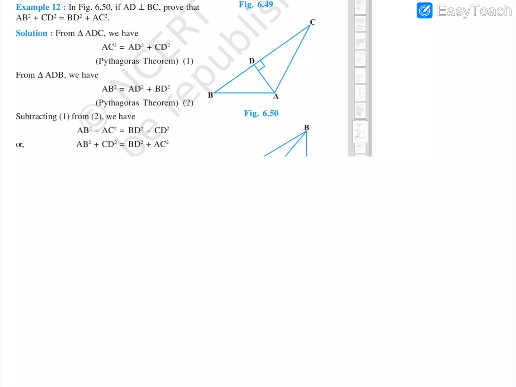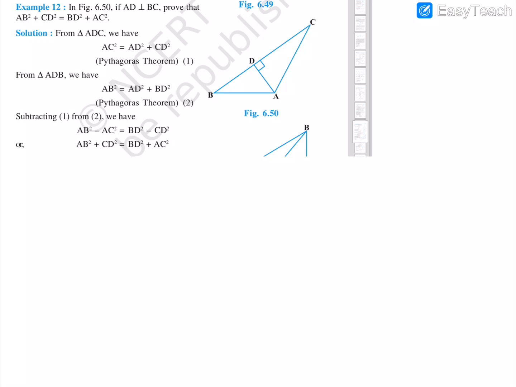So good morning students, now it's time we do exercise 6.5 example sums and exercise sums in this video. So let's see, this is the example number 2 and the question goes like this. In this figure, AD is perpendicular to BC. Prove that AB square plus CD square is equal to BD square plus AC square.